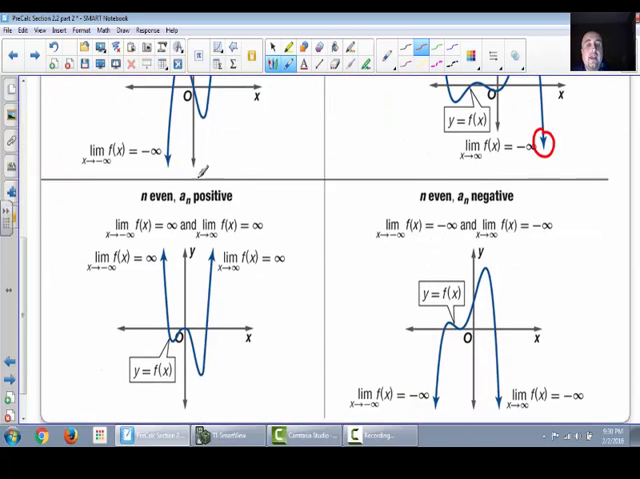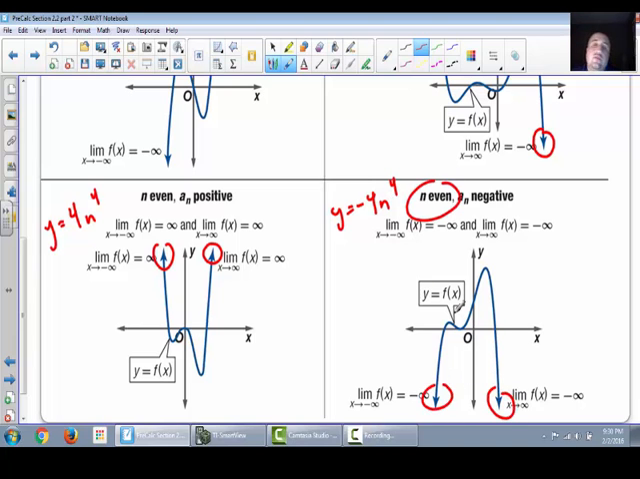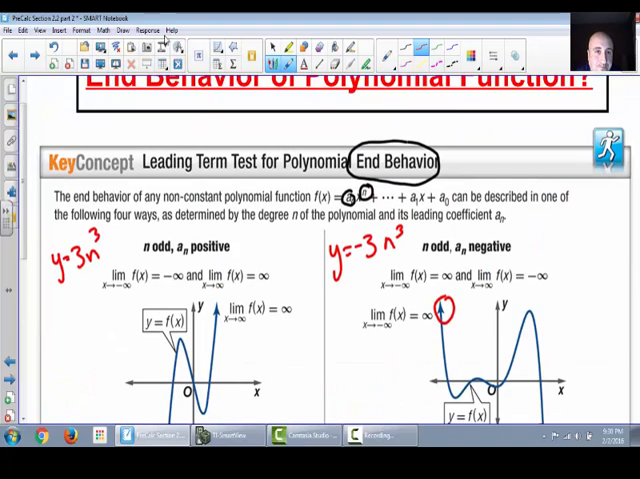If your a_n is positive, but your n is even, so 4 instead of 3, then they're both going to go up. And if your leading term is negative and your exponent is even, then both ends are going to go down. So that's the leading term test.